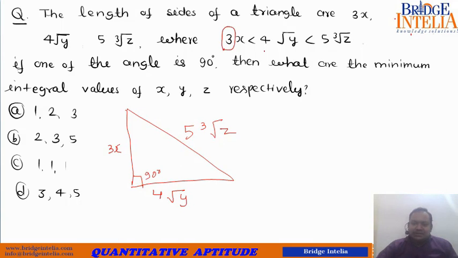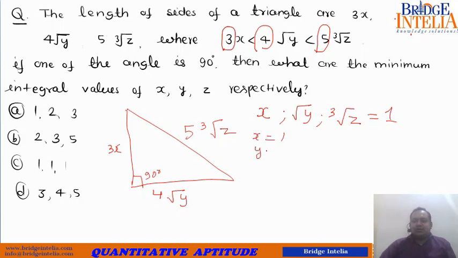3, 4, 5. These 3, 4, 5 themselves are a Pythagorean triplet. So that was the key. That was what was to be observed. So 3, 4 and 5 themselves are a Pythagorean triplet. It means x, root y and cube root of z must all be equal to 1, which means x must be equal to 1, y must be equal to 1, z must be equal to 1. So this was the correct answer, and trust me, most of the students simply left this question, they ignored it. But you see, there was nothing to be solved.